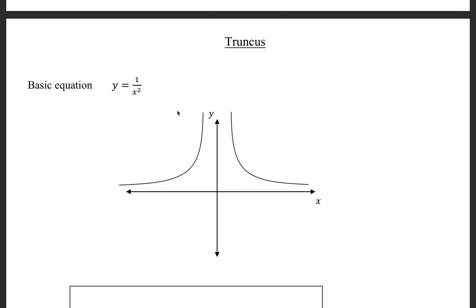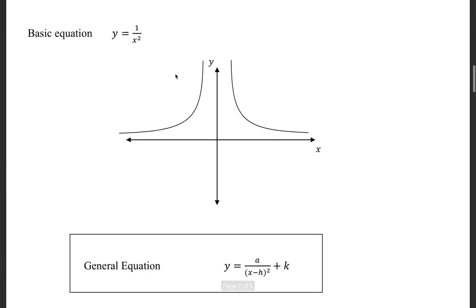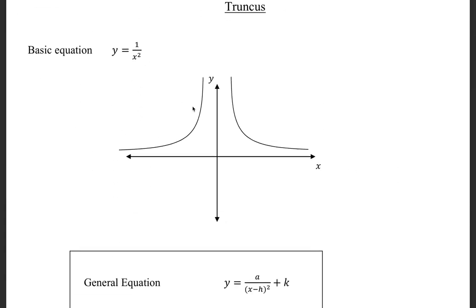Now the same rules apply to the truncus as did the hyperbola in terms of asymptotes, because we still can't have a 0 on the bottom, hence the vertical asymptote at x equals 0, and the whole thing can never equal 0, just like the hyperbola. So therefore we have an asymptote along the x-axis at y equals 0. Just the same explanation as in the hyperbola video. Hopefully that makes sense and I don't have to go through that again.